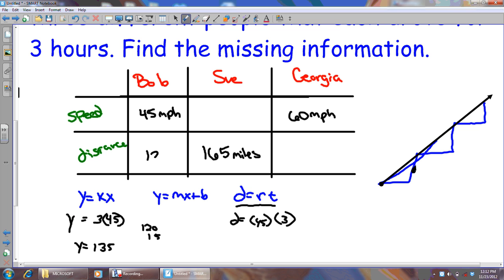I just used the distributive property and did 3 times 40 plus 5. So I did 3 times 40 to get 120, and then I did 3 times 5 to get 15, and that's how I get 135. So the correct answer there is 135 miles in the 3 hours. All right. How would it work for Sue? Well, it's the same problem. Same problem. Hold on one second here.